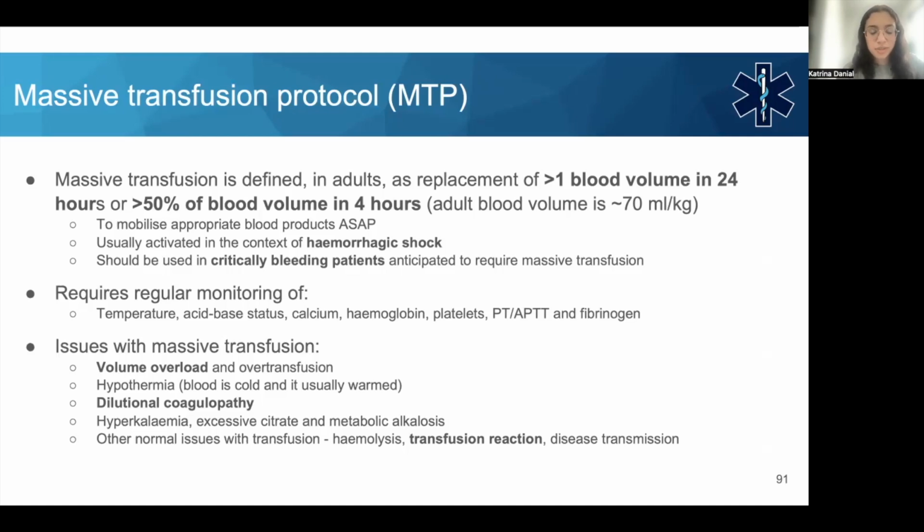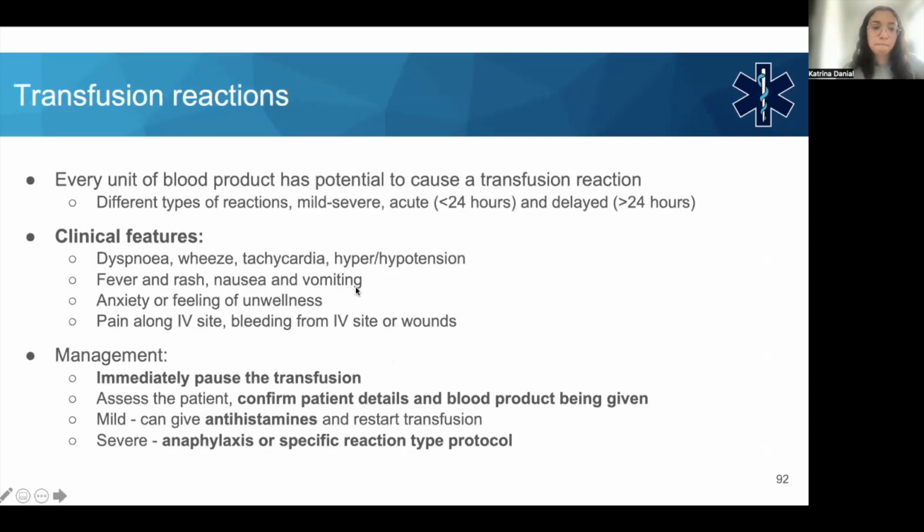You might have touched on them in second year. You don't need to know them now. Just know that they exist, and they are always a risk if you're transfusing anything. Okay. So the signs of a transfusion reaction: shortness of breath, tachycardia, hemodynamically unstable, wheezy, having a fever, feeling nauseous, feeling generally unwell, pain at the site of the infusion at the IV, or any bleeding from the IV.